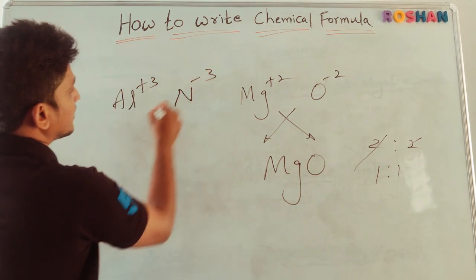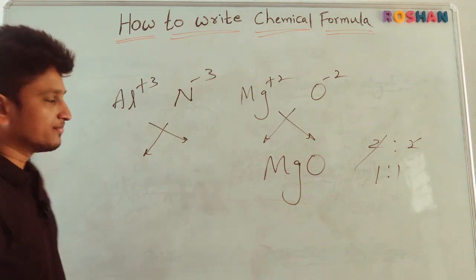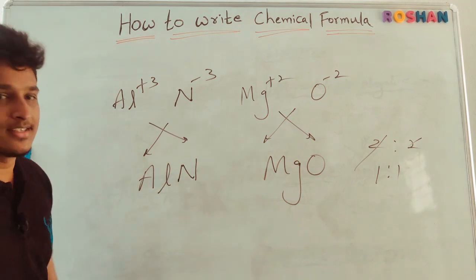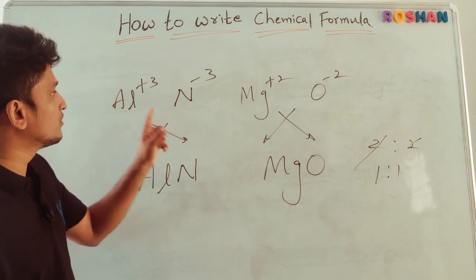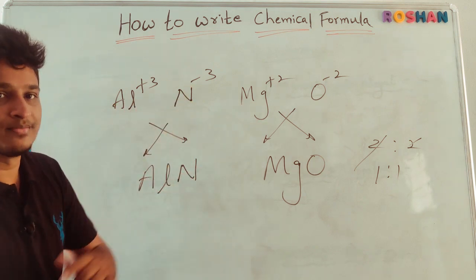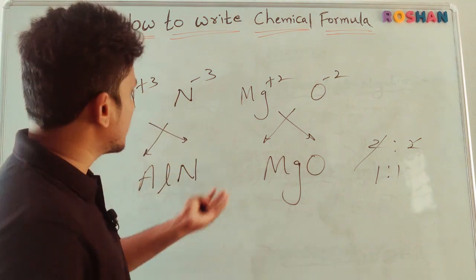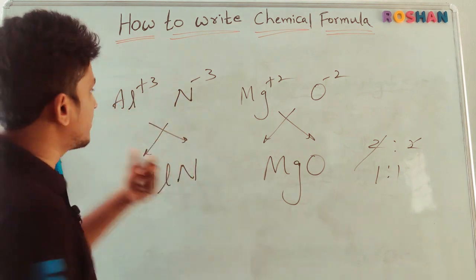Next example. Aluminium ion, Al plus 3. Nitride ion, N minus 3. Say the formula now. Is it Al3N3? No. The formula is AlN, aluminium nitride. Yes or no? Why? Shortcut. Why simplest ratio? 3:3. What is the simplest ratio? 1:1. Understood? Got the clarity, students? That's how it is. And according to the neutralization also, plus 3 charge, minus 3 charge. One aluminium can neutralize one nitride ion.